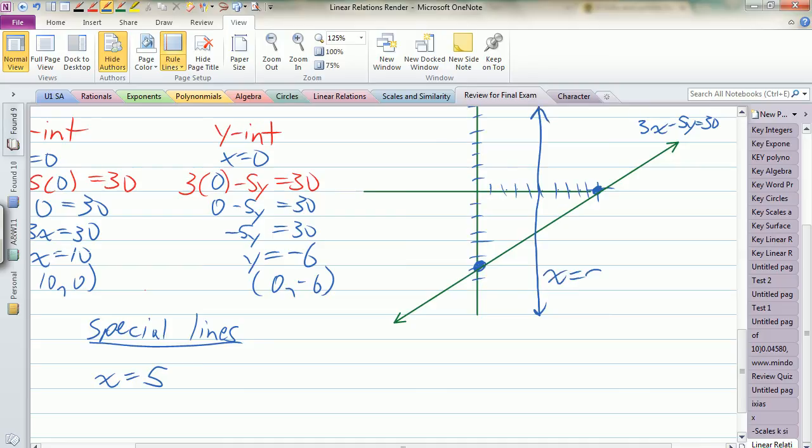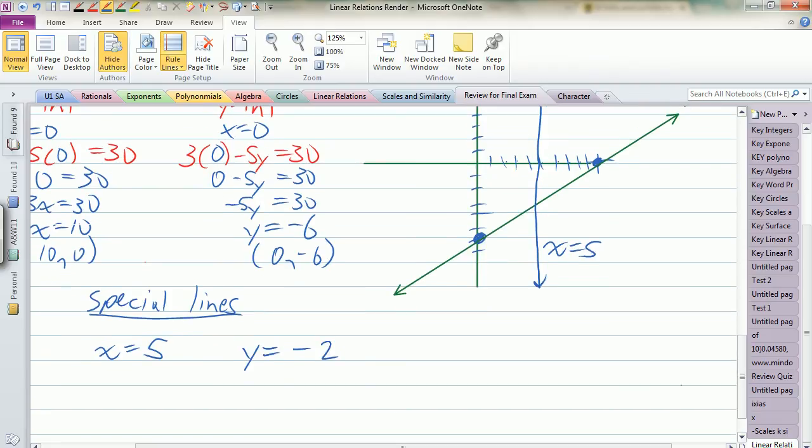X equals 5. Now I want you to graph the line y equals negative 2. Graph that, please. Y equals negative 2 right here. Make it straight right through y equals negative 2. Okay. Any questions? So we did special lines.